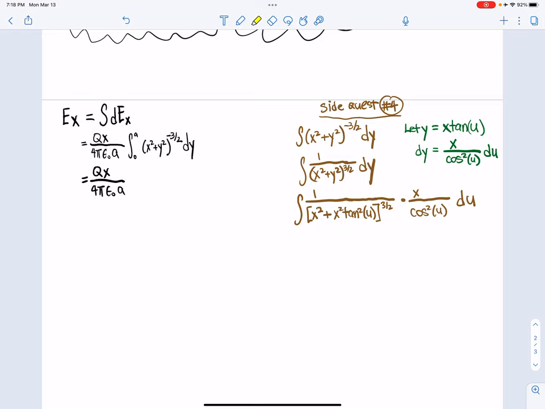Obviously I can see that I have an x squared here and an x squared in this other term, so I could factor the x squared out. And that would be 1 over x squared times 1 plus tangent squared of u, again, to the power of 3/2, multiplied by x over cosine squared of u, du, right?